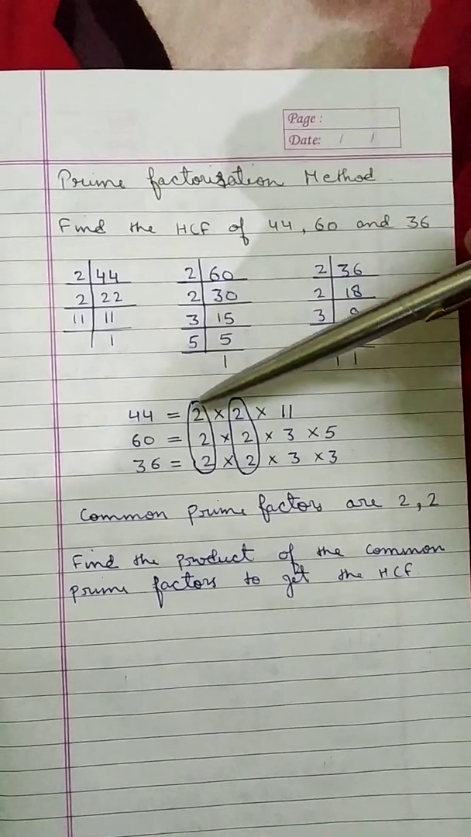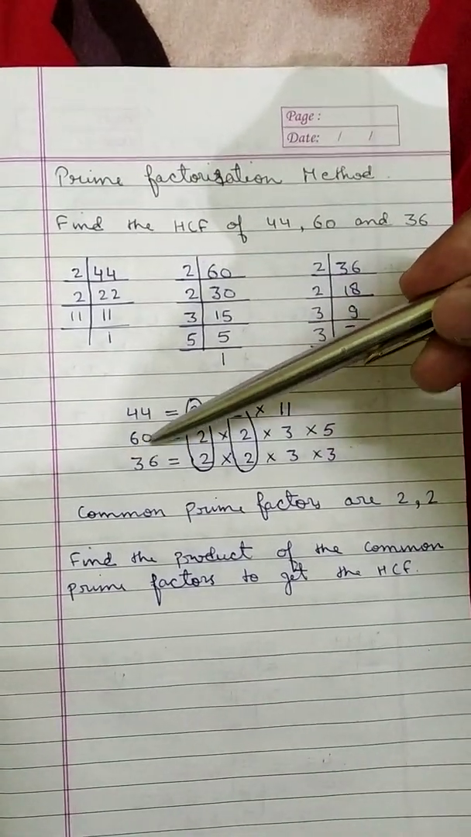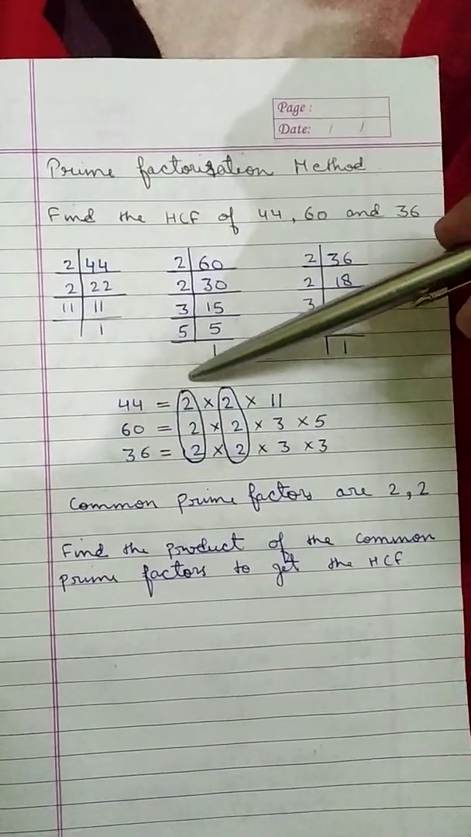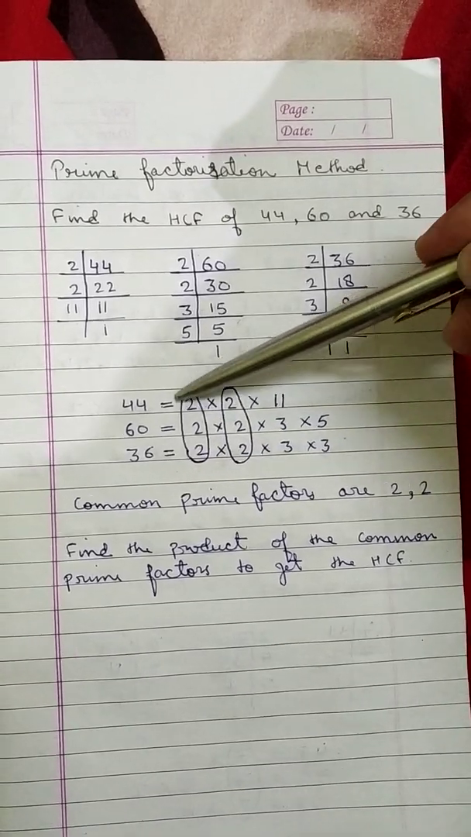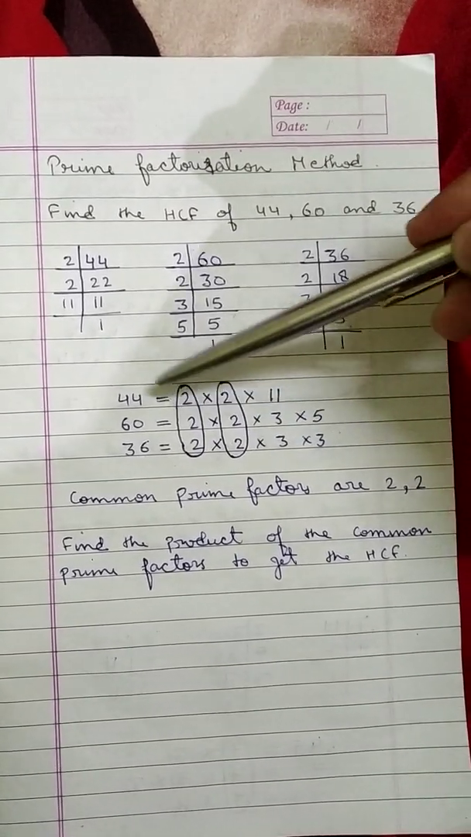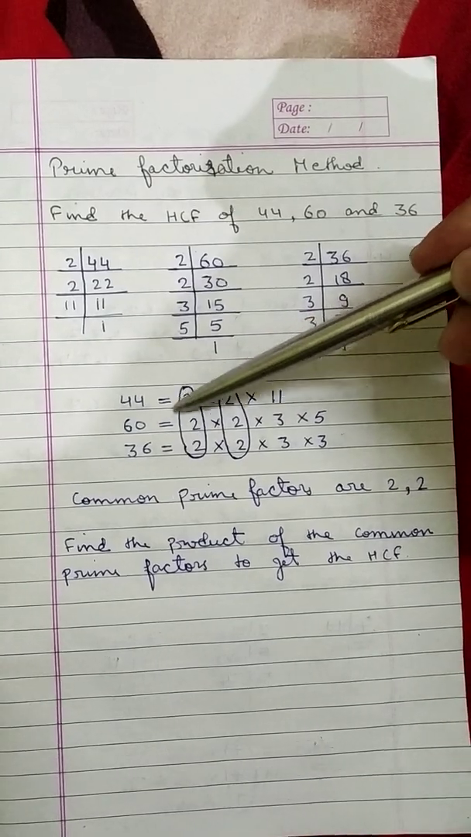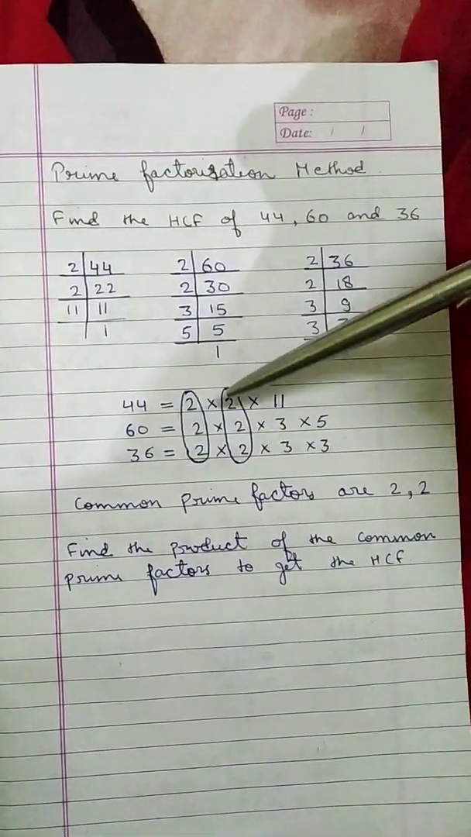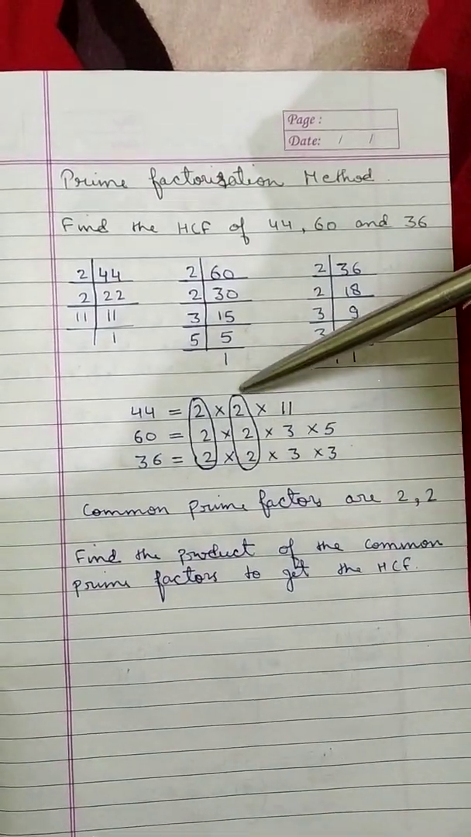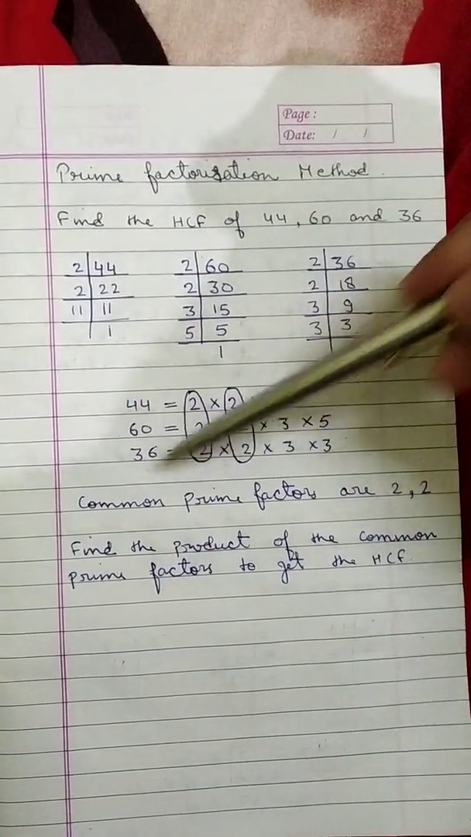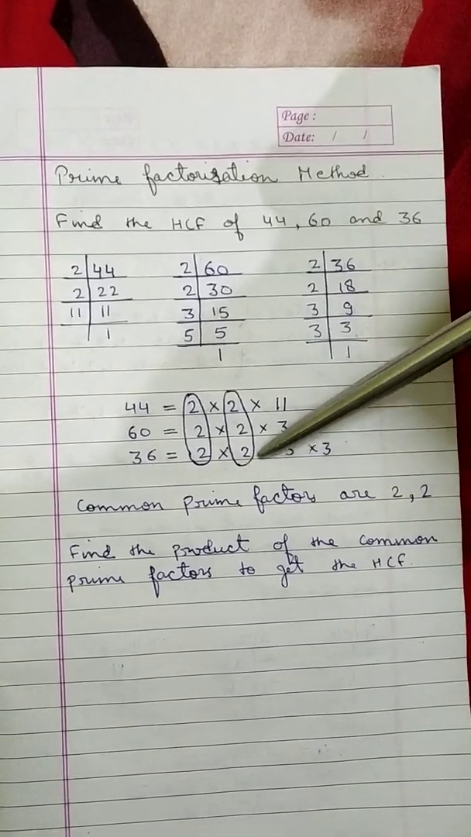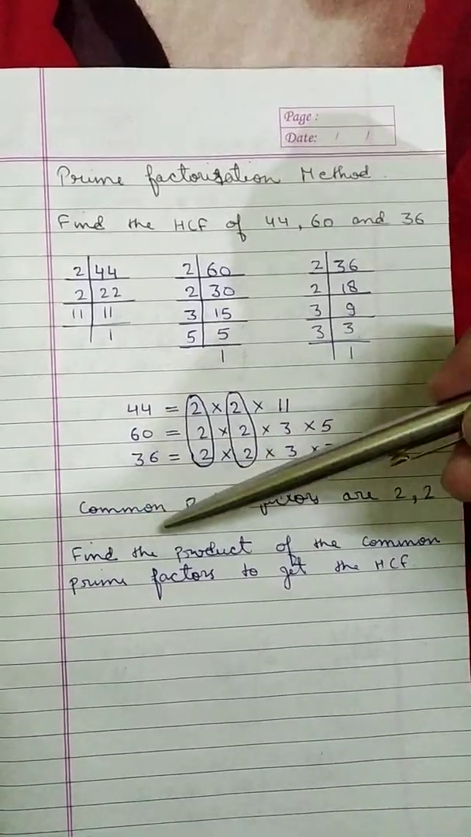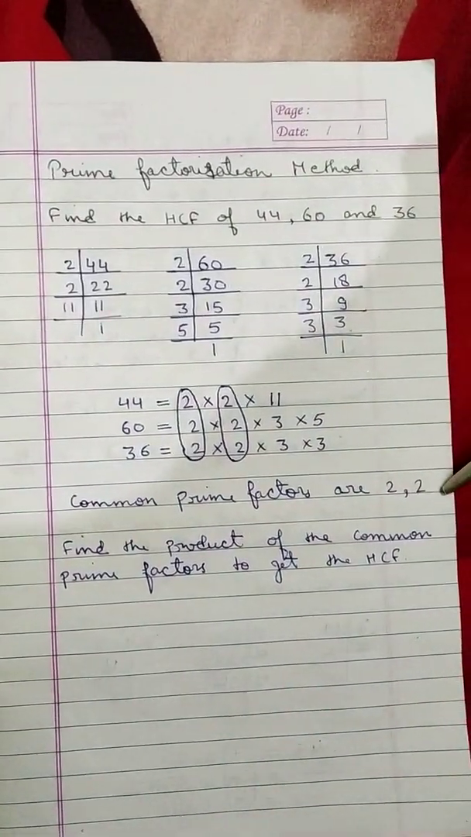So the common factor of 44, 60 and 36 is 2. 2 is the common factor in these three numbers, so we select it. Again 2 is a common factor in these three numbers, so again we select it. So the common factors are 2 and 2.